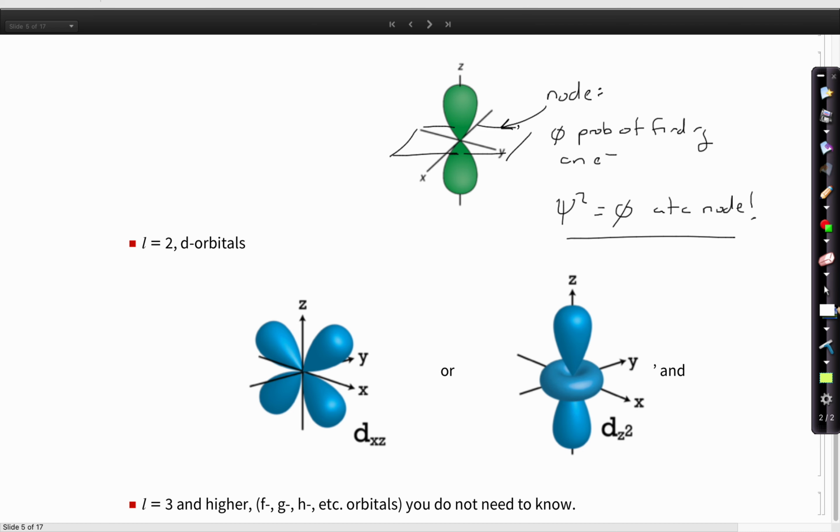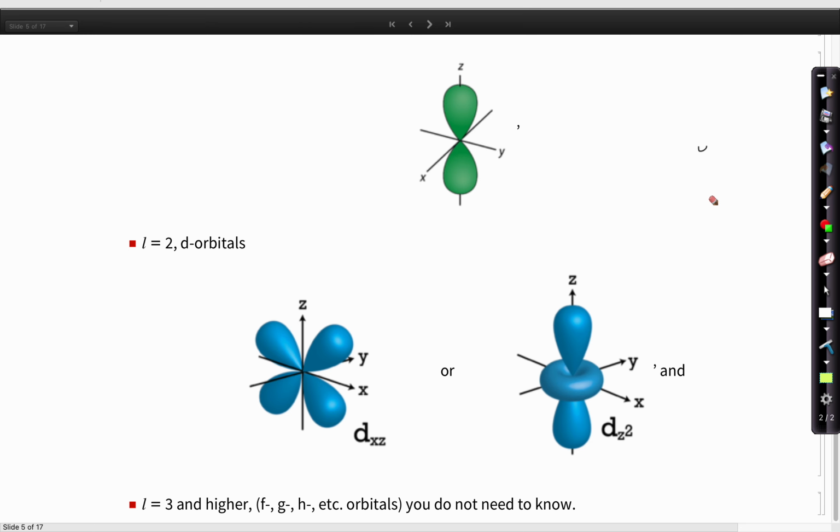By the way, I want you to know and be able to draw and recognize the shapes of these orbitals, but you don't have to know their names. We're going to see these p orbitals are called px, py, and pz, and then all kinds of names for the d orbitals, but you don't need to know this is dxz, and you don't need to know this is dz squared. You do need to know that this is a shape for a d orbital and that this is a shape for a d orbital. You just don't need to know their names.